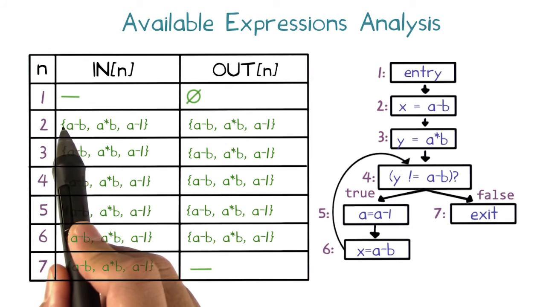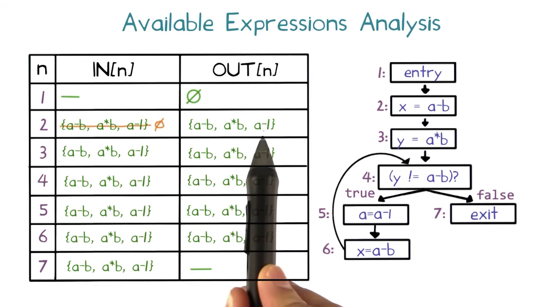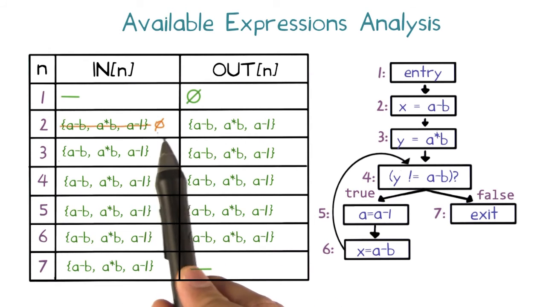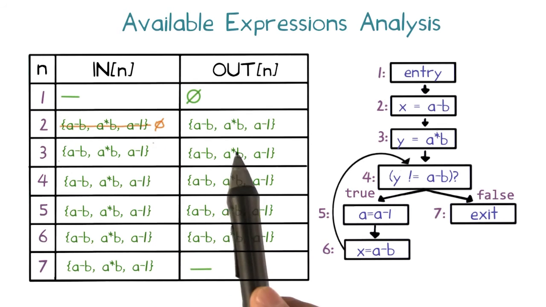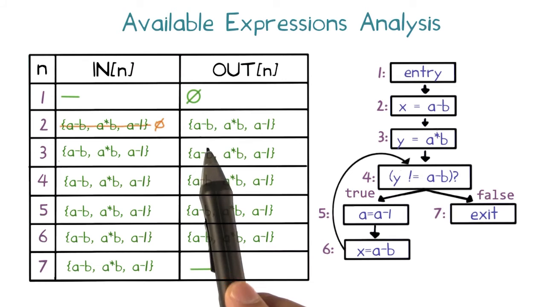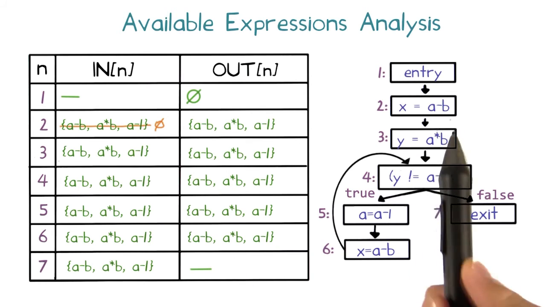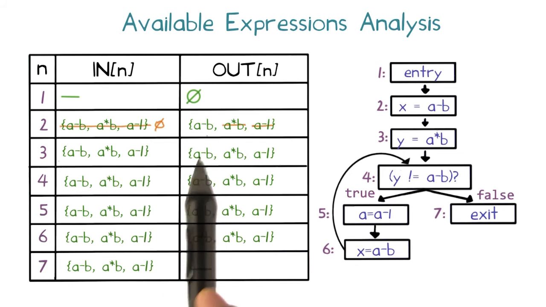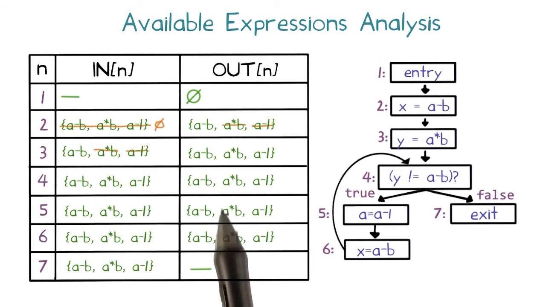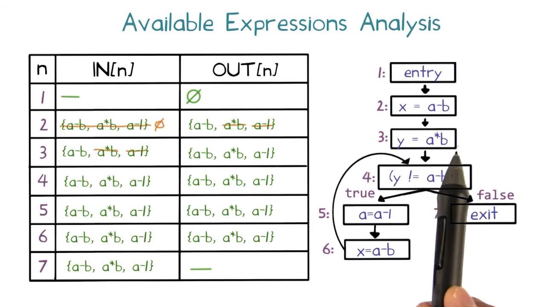To compute the out set of node 2, we first copy the in set of node 2, which is empty, and add expression a minus b, which is generated at node 2. Node 3 takes in the expression a minus b from node 2. In addition, node 3 generates another expression a star b, which we add to its out set.